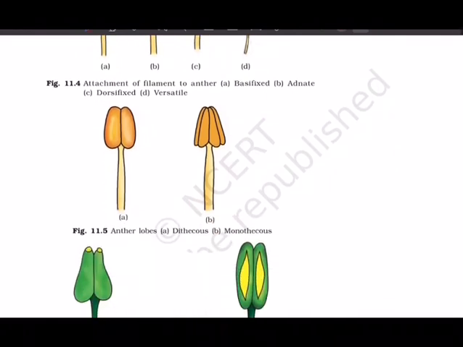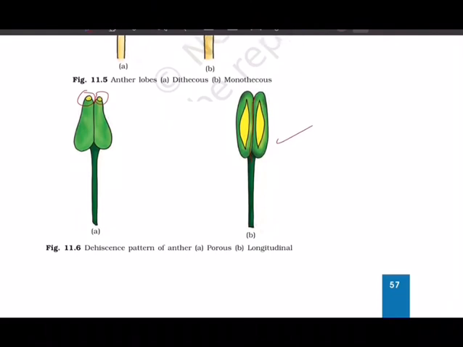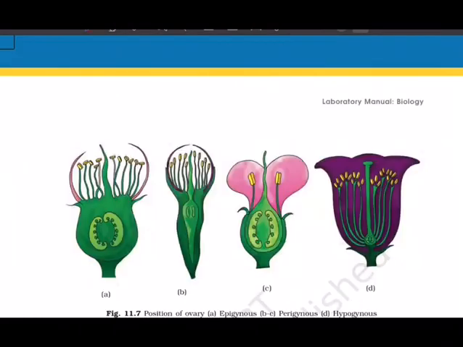And anther lobes: dithecous, two thecae, two rooms are there. Monothecous, only one room is there. Coming ahead, dehiscence pattern of anther: porous, you can see the holes here. Through these holes, pollen grains will be released, and through the longitudinal slit, the pollen grains will be dehisced.